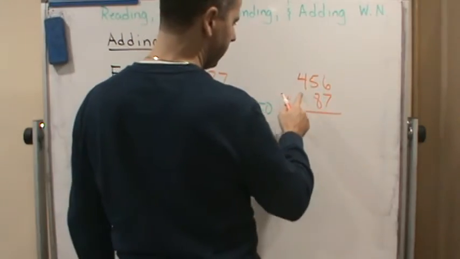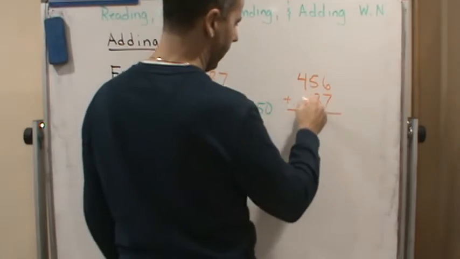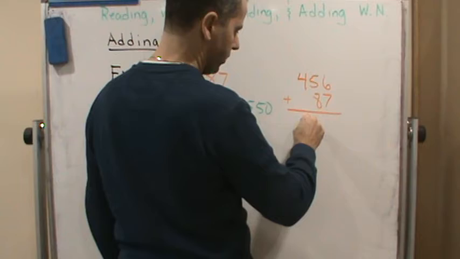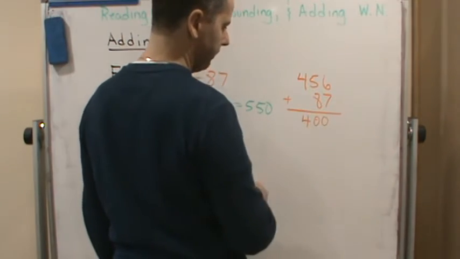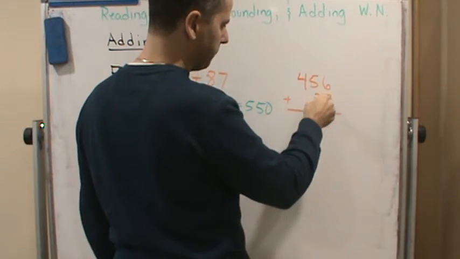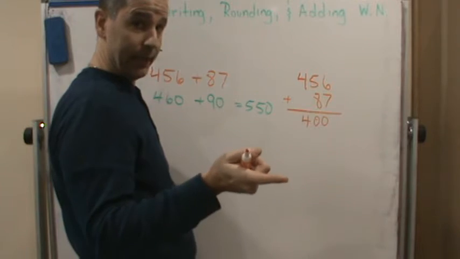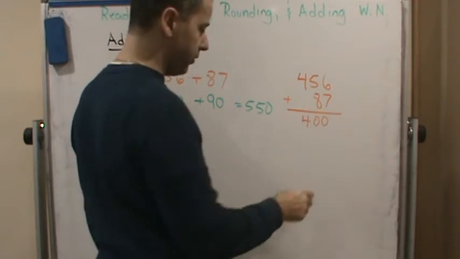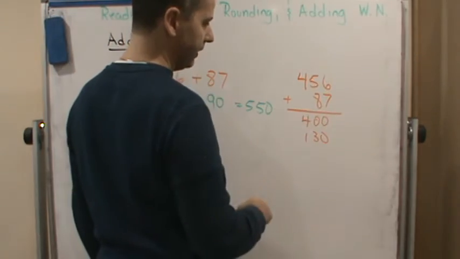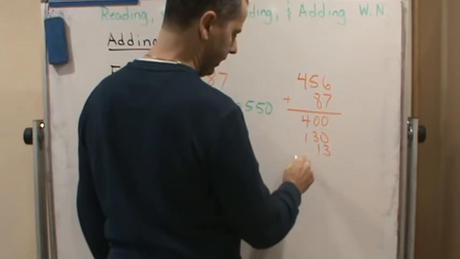So there's nothing here, so it's going to be 400. And again, I'm going to do it the long way. So I do the hundreds, the tens, and then the ones. So this will be 400, right? Because it's 0. So 400, and then 50 plus 8. So 5 plus 8 is 13, but it's tens, so it's actually 130. So I'm going to write 130 here. And then 6 plus 7 is 13, and it's the ones, so I'm going to write 13 here.